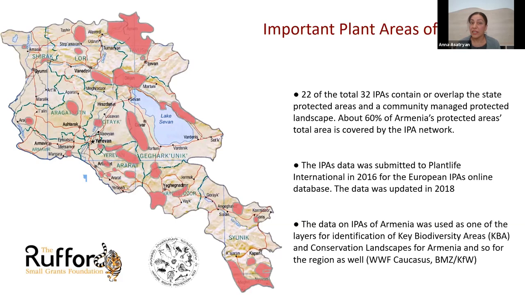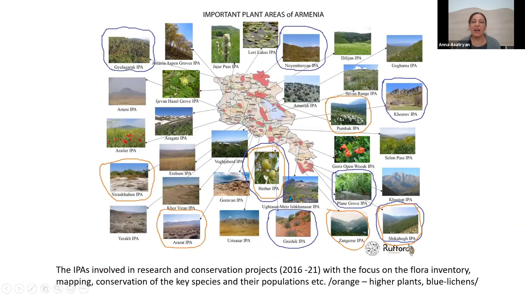And this work was also important because it became a base for, and this data served as one of the layers for, identification of key biodiversity areas and conservation landscapes for Armenia and so for the region as well. On this picture, you may see I marked those IPAs which, following the completion of our identification process, have been covered or involved in various research and conservation projects by my colleagues. For more detailed research and more detailed conservation, both the vascular plants and lichens were studied on these areas.